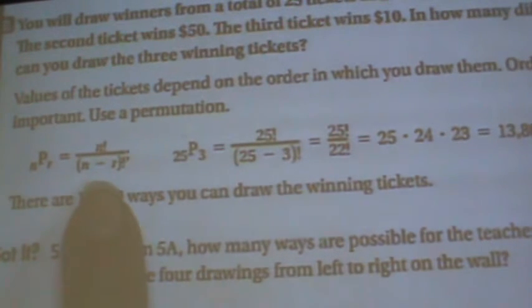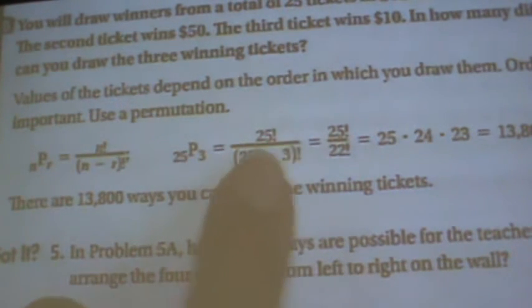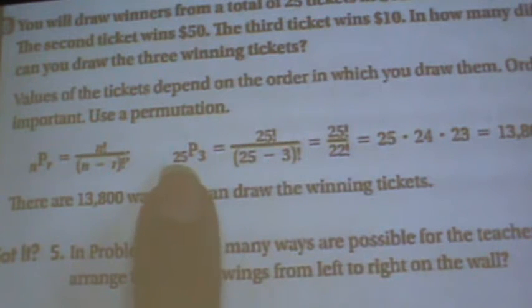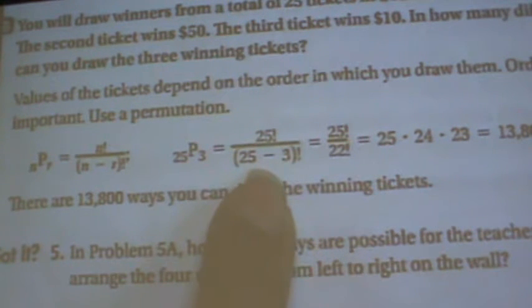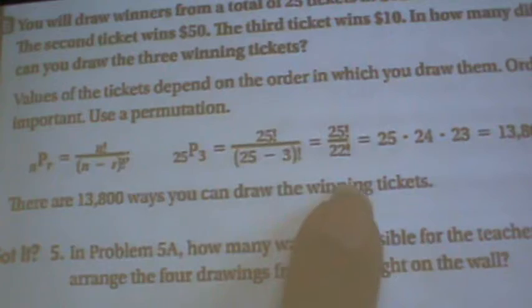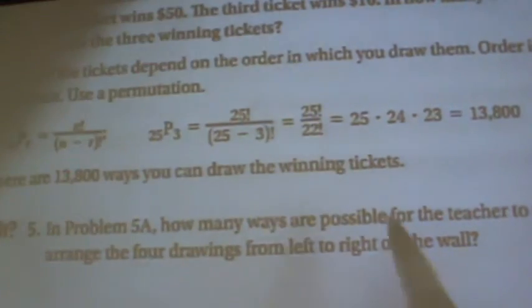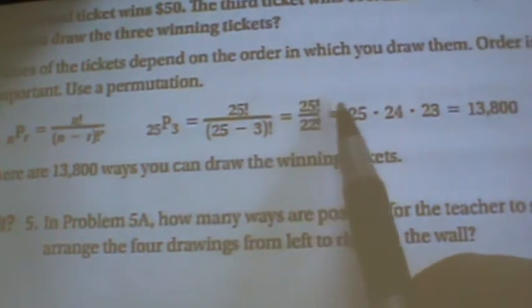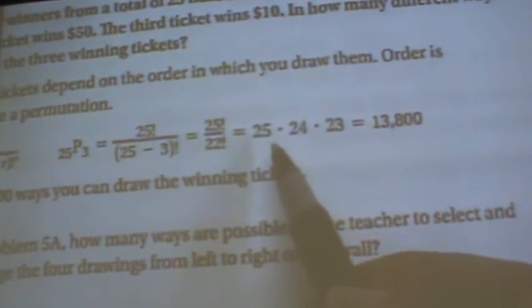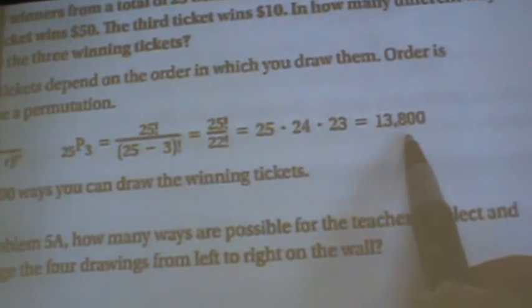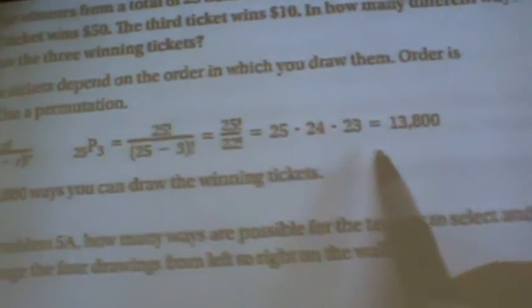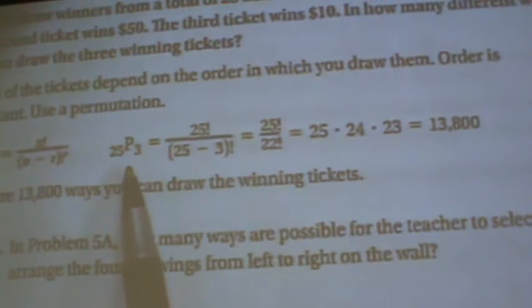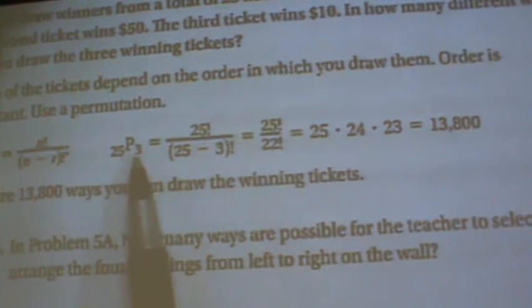There's 25 tickets, 25 taken 3 at a time and order matters, so it's 25 minus 3. If you do this by hand, it's 25 factorial over 22 factorial, or really just 25 times 24 times 23, which is 13,800. If you do this on a calculator, you're gonna hit the permutation button, and it's 25 comma 3.